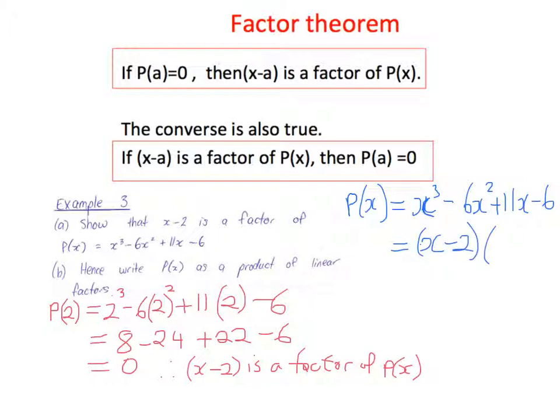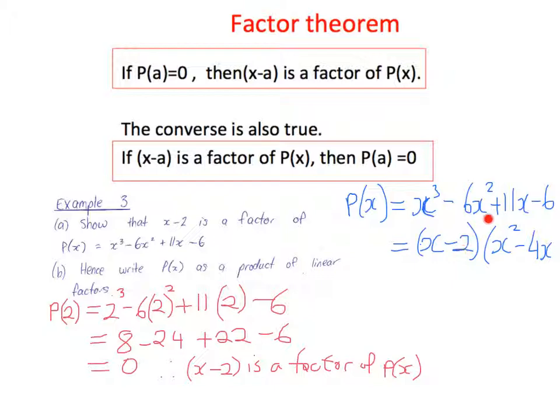X minus 2 times what is x cubed? Well, that's going to be x squared. Then we got negative 2x squared, and we need a negative 6x squared. So we need to have then a negative 4x here, because then you can see you've got negative 2x squared minus 4x squared is the negative 6x squared.